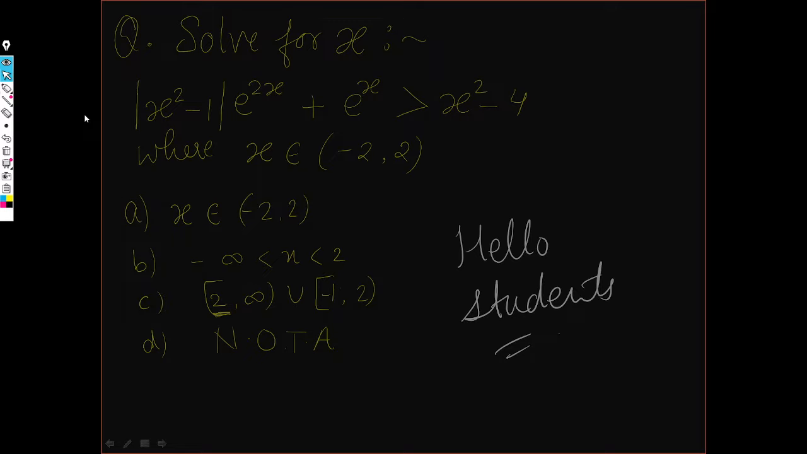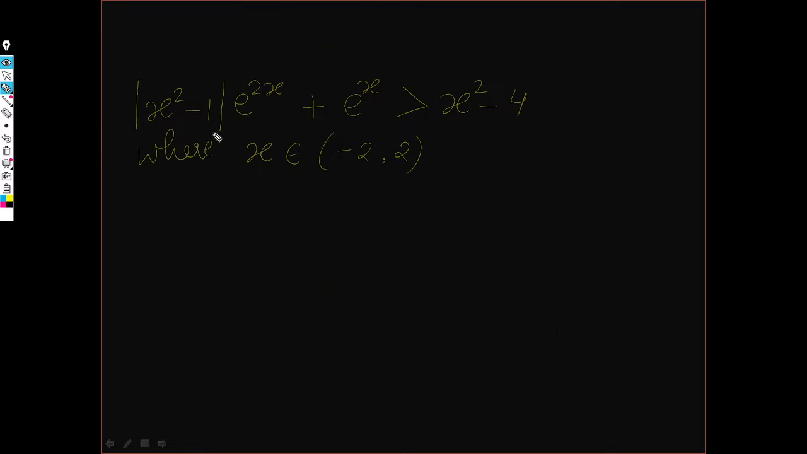Let's start. Now, as per the question, this is x square minus 1, which is a modulus function, and here is an exponential function. You know very well that exponential functions are positive. This function is always positive, and why it is positive, let's see here. It is positive because the exponential graph lies above the x-axis. When a graph lies above the x-axis, it means that its value is positive.